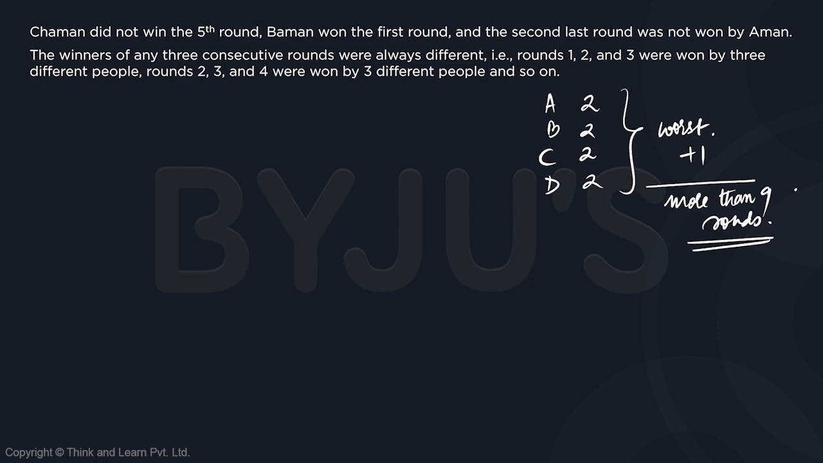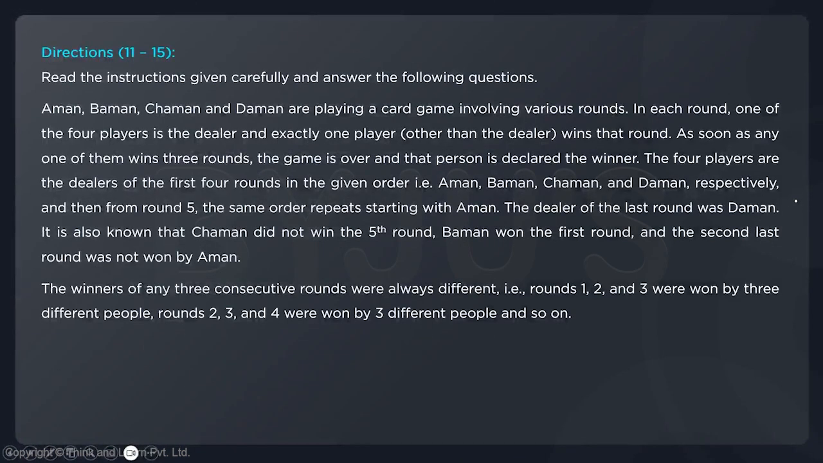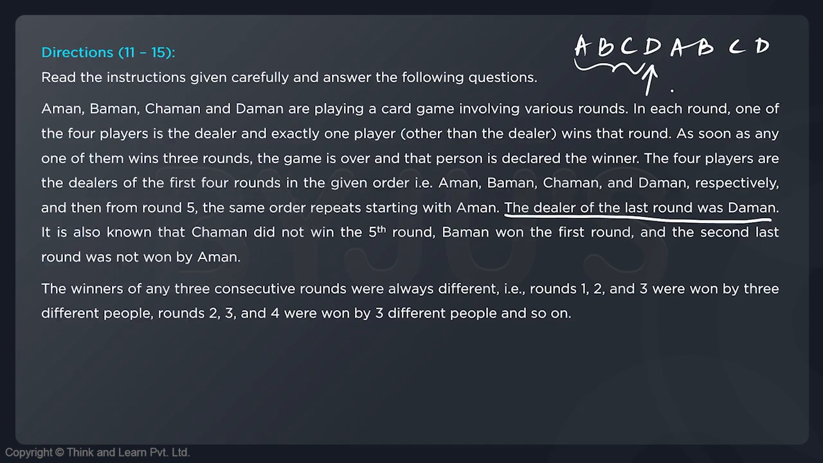So this is the maximum number of rounds we can have, right? Also, if we look at the statement, the dealer of the last round was D, and if the round starts with A, then in the first round the dealer will be A, next round B, next round C, next round D, A, B, C, D. If this continues, and we know that the last round dealer was D, so maybe the game got over at the 4th round, or maybe the 8th round, or maybe 12th, or maybe 16th.